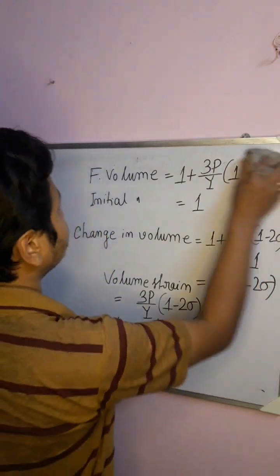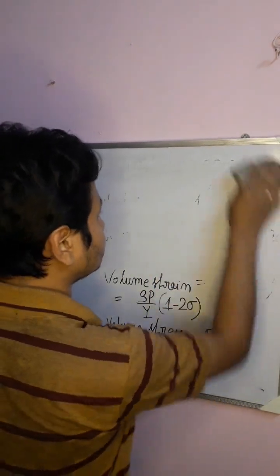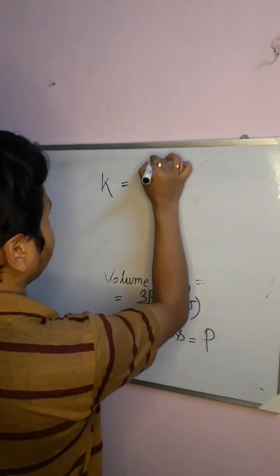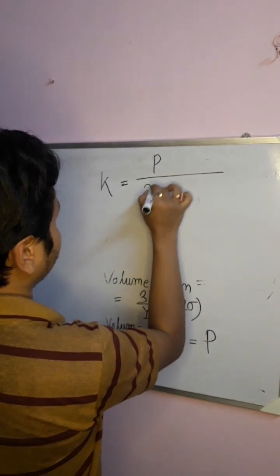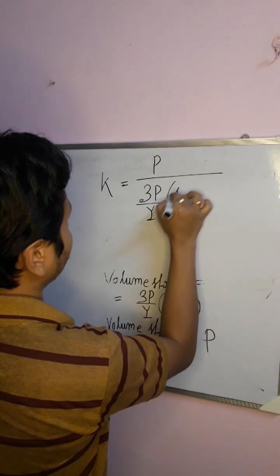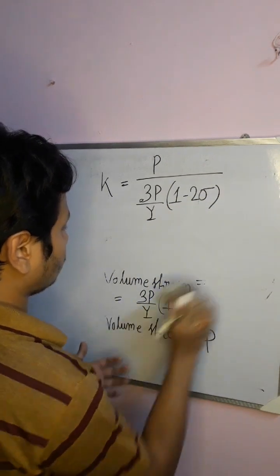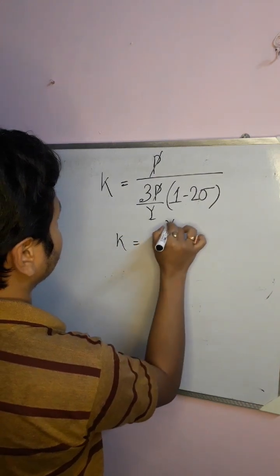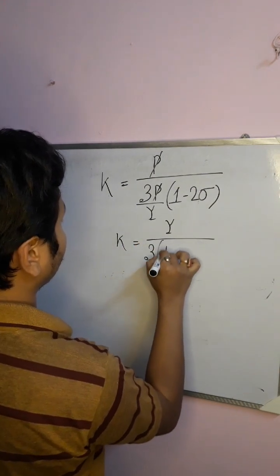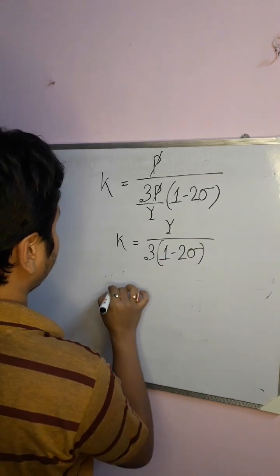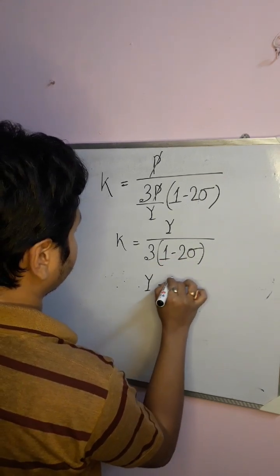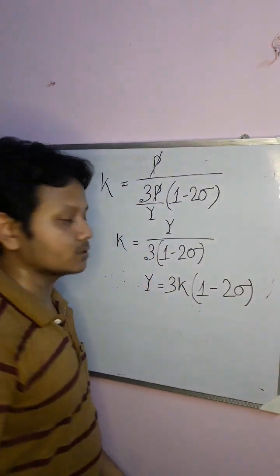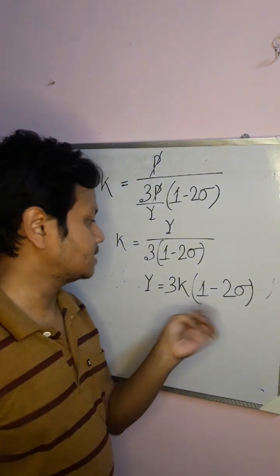So what will be my bulk modulus? Simply, my bulk modulus K is volume stress P by volume strain, that is 3p by y into 1 minus 2 sigma. So P cancels, so K equals y by 3 into 1 minus 2 sigma. So simply, y equals 3K into 1 minus 2 sigma. So this is the first relation, and this is how the relation comes.